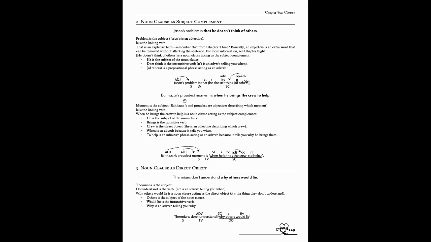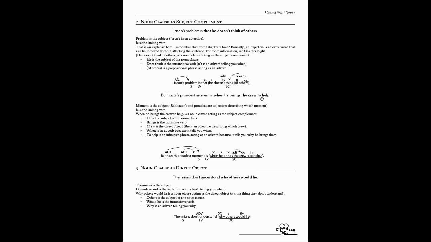Moving on, we've got Balthasar's proudest moment is when he brings the crew to help. Okay, so this is his proudest moment, right? That moment when he brings the crew. So moment is my subject, is my linking verb, and then this whole thing is my subject complement. Subject complement starts with a subordinating conjunction, right? When he is my subject, he brings transitive verb because he brings the crew, direct object, the thing he brings.